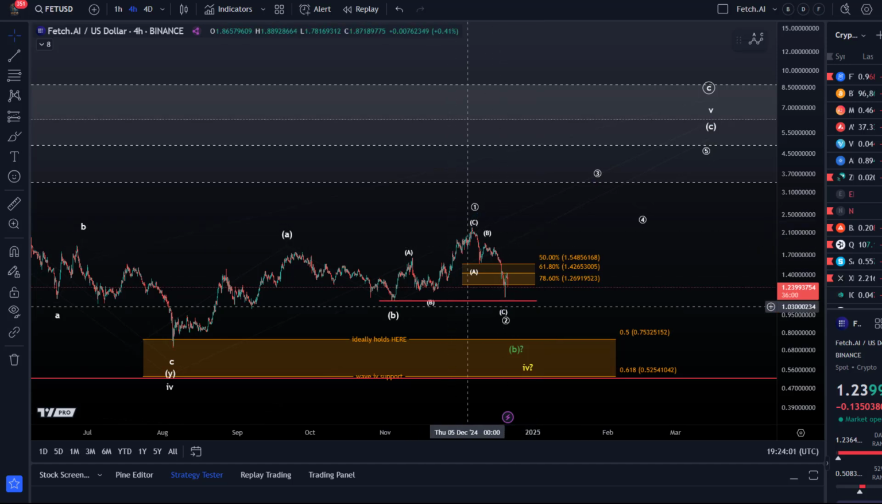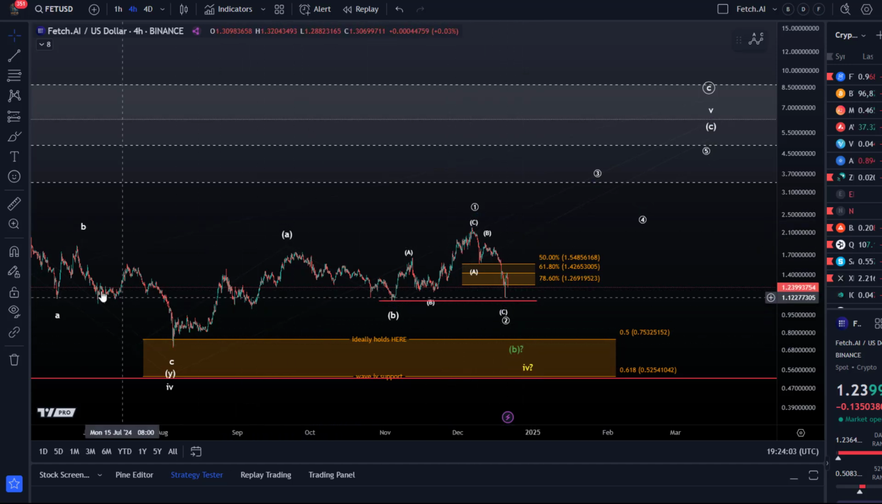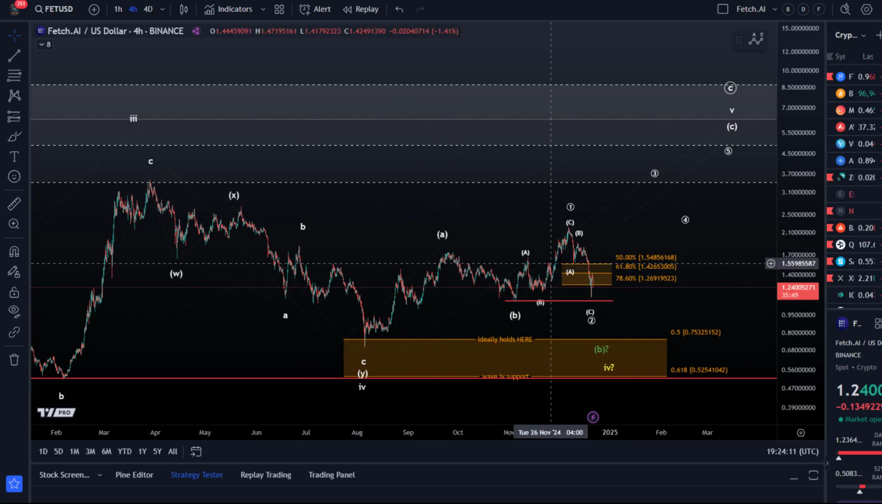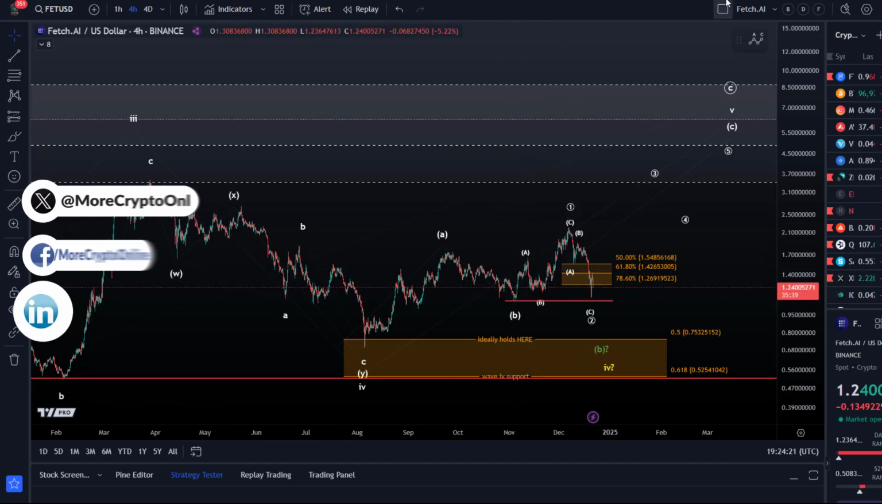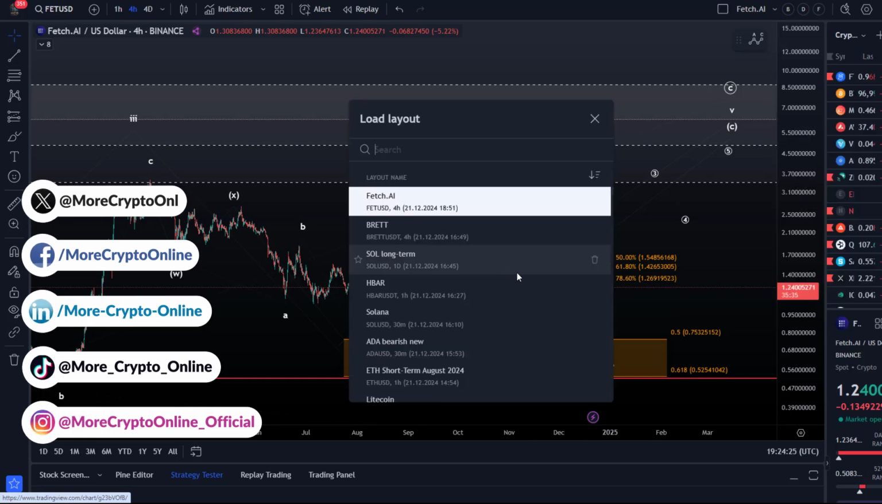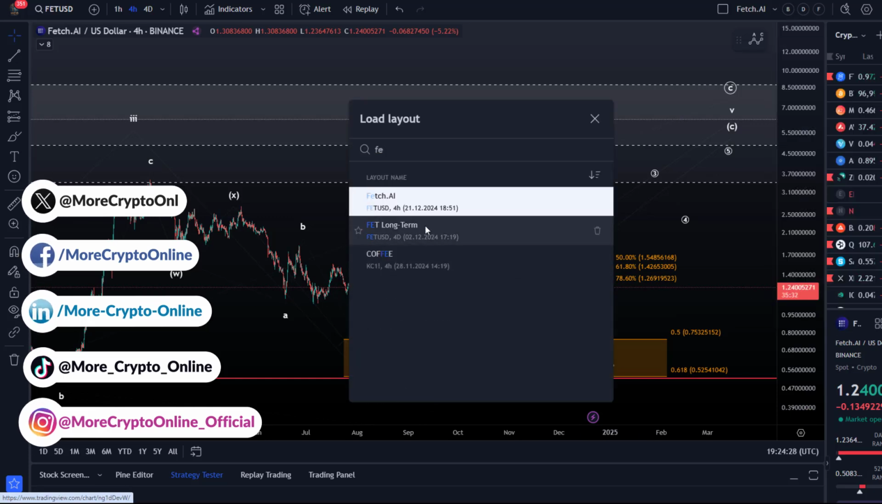On the FET chart, we can see a structure that is corrective throughout. It is not a great or very clear chart. As you know, we are dealing here with corrective movements to the upside, and it's important to understand the issues that I have with this structure. To understand that, it's best to start on the larger time frame, or actually to explain that.